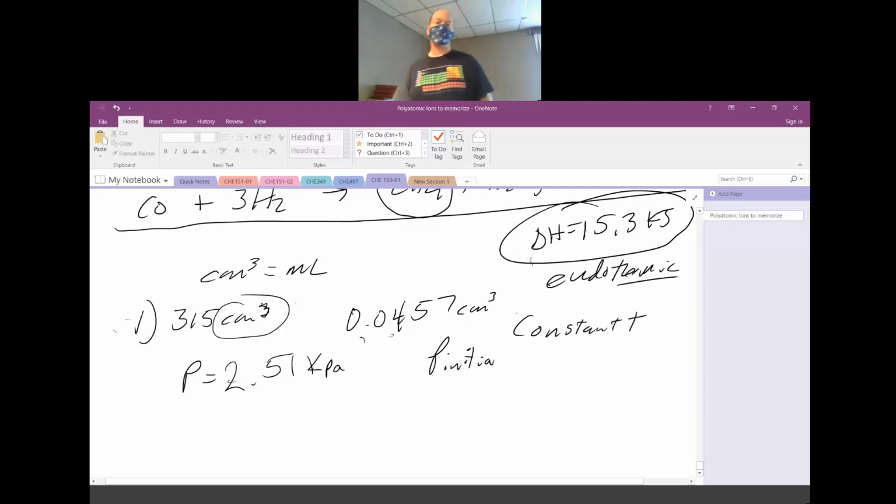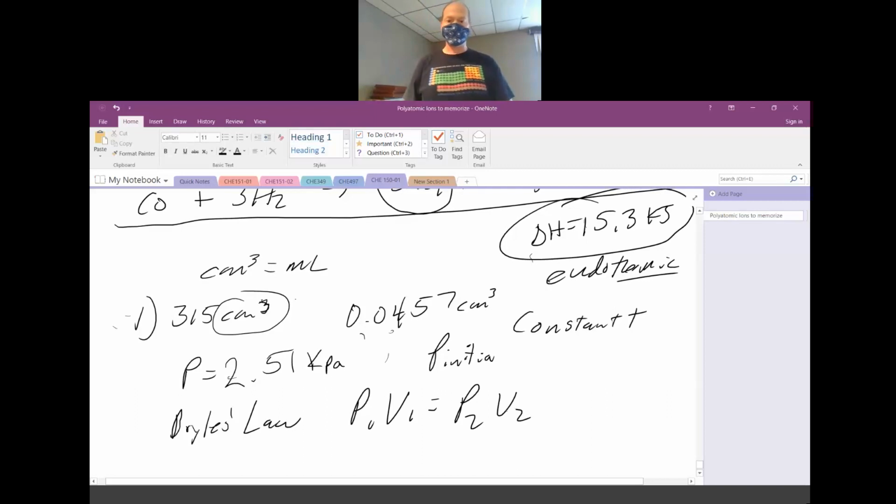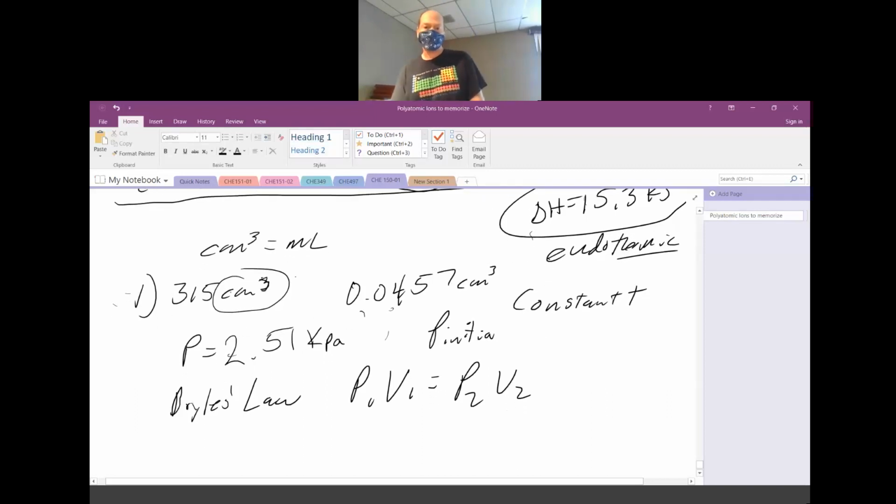All right, and so we have a constant temperature, and that means that you have Boyle's law. So P1 V1 is equal to P2 V2, or pressure initial times volume initial is equal to pressure final times volume final. And as long as you remember that the units have to be the same, it doesn't make any difference what the units are. You can leave this as centimeters cubed, you can convert it to liters, you can convert it to anything you want. But whatever you convert this one to, you have to convert the other one to. Otherwise it is just a waste of time.